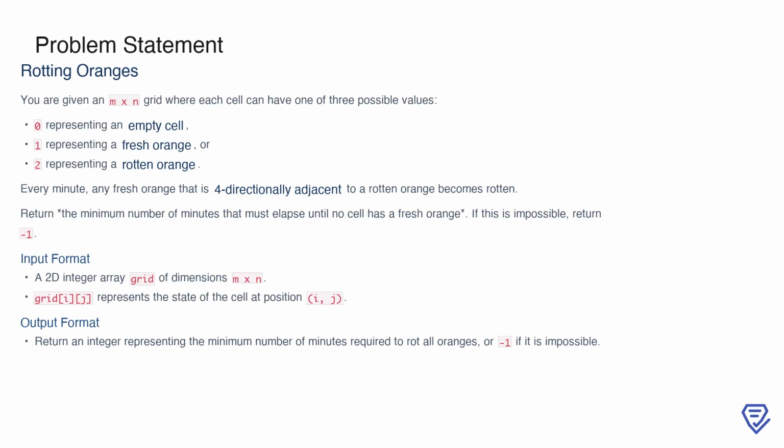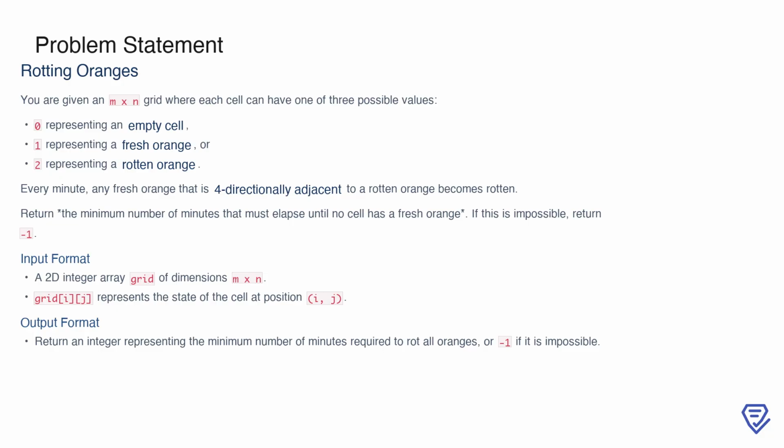In this problem, we are given a grid where each cell can take one of three possible values. A value of 0 represents an empty cell, meaning nothing is there. A value of 1 represents a fresh orange, which is an orange that is still good and hasn't rotted yet. Lastly, a value of 2 represents a rotten orange, which is an orange that has already gone bad.